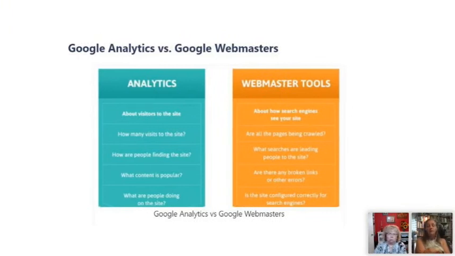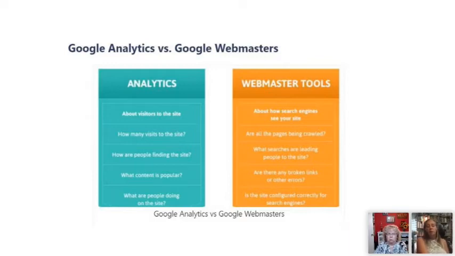All right, so the difference between Google Analytics and Google Webmasters are here. In Analytics, it's about the visitors to your site, versus in Webmaster Tools, it's how the search engines see your site. In Analytics, it's how many visits to the site. Webmaster Tools is how many pages are being crawled. If you have 1,000 pages, are they all being crawled by the engine and being seen? In Analytics, it's how people are finding the site, and in Webmaster Tools, it's what searches are landing people to the site. It will actually give you the keywords that they're using.